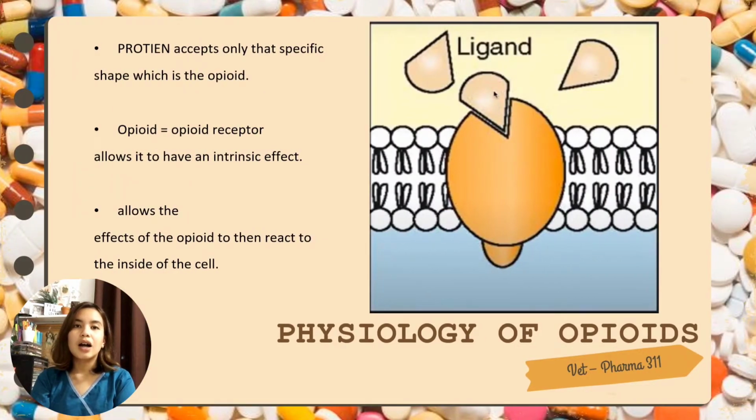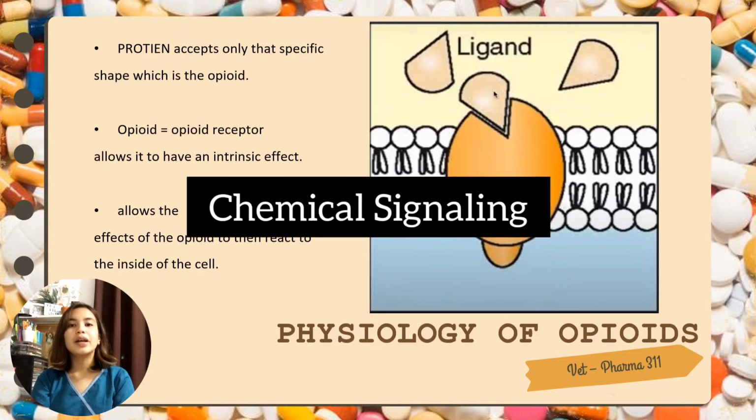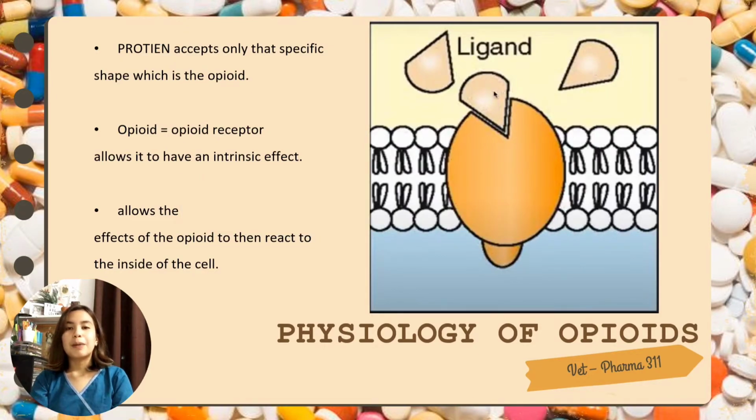So here's another good example of chemical signaling. These are the binding sites that fit a specific shape. That's the protein that sits within the plasma layer. It accepts only the specific shape, which is the opioid. So this is the opioid receptor, and it allows the opioid to have an intrinsic effect on the cell. It allows the effects of the opioid to then act on the inside of the cell.